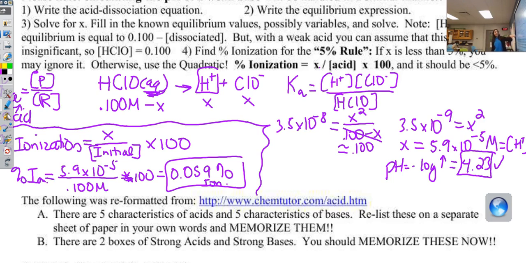So I did 5.9 times 10 to the negative 5 divided by 0.1 times 100, and I got 0.059%. So make sure you do multiply by 100. And when you do that, it's less than 5%. Do we have to include it? Nope, we're done. Again, if it was higher than 5%, you would have to do the foiling and figure out X that way. But then it's more math. They're not going to give you a problem like that, okay? But they will ask you to calculate percent ionization.